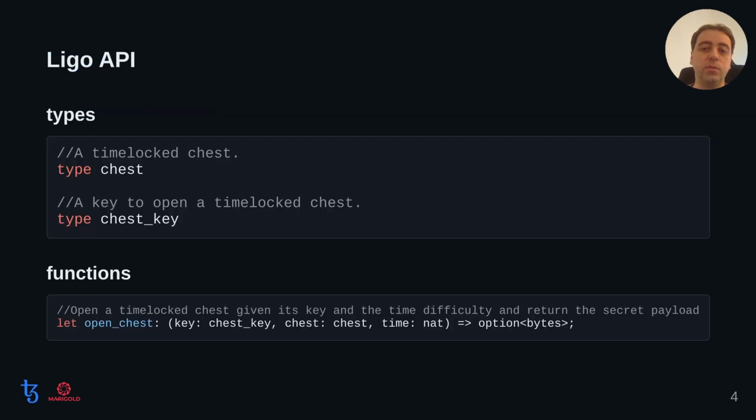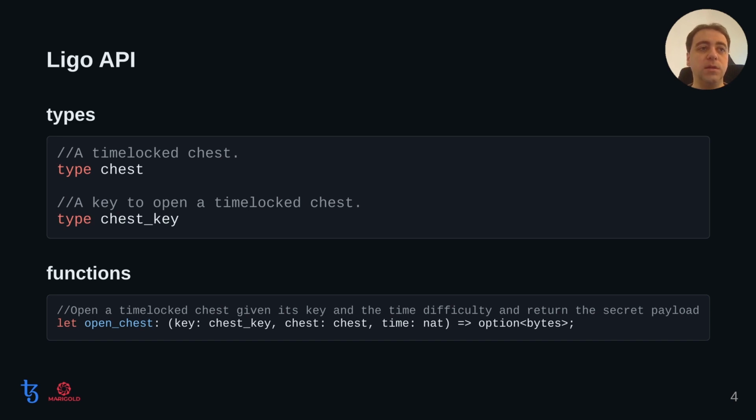About Ligo, we have re-implemented in Ligo the functions, the instructions from Michelson. So you have these new types available: chest, that is the Timelocks chest, where you put the secret. The chest key, that is used to open the chest and to find what is inside the payload. And you have the function open chest.